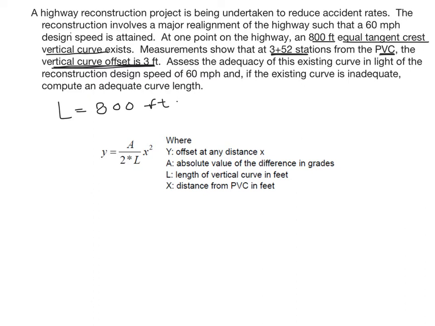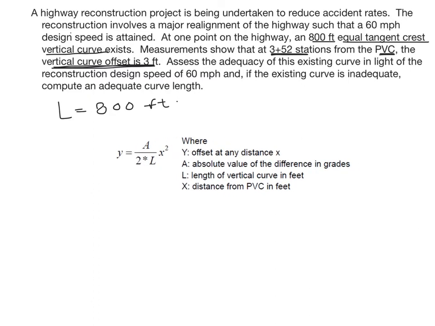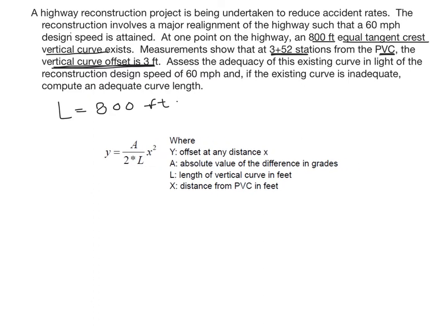y is equal to capital A over 2L times x squared, where y is the offset at any distance x. Capital A is the absolute value of difference in grades. L is the length of vertical curve in feet, and x is distance from PVC in feet. So what would that value be? 3 plus 52 station. That means this value would be 352 feet in this problem.